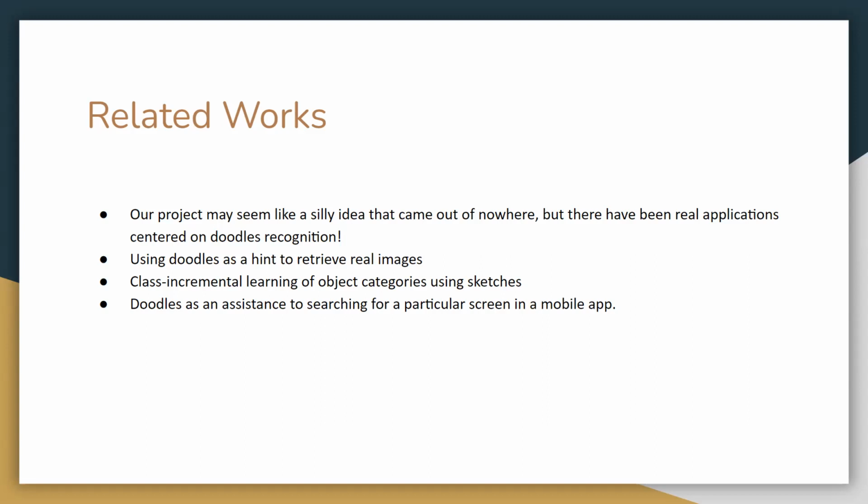Doodles can also be used to quickly search for a particular screen in a mobile app. Another work proposed a way for users to draw quick sketches to help find a particular place they're trying to get to in the mobile app. This work is based on a machine learning model trained to extract visual features from mobile app screens. Then this trained model will extract visual features from a sketch drawn by the user and compare it with pre-computed visual features in the database, and eventually highlight the matching screen.